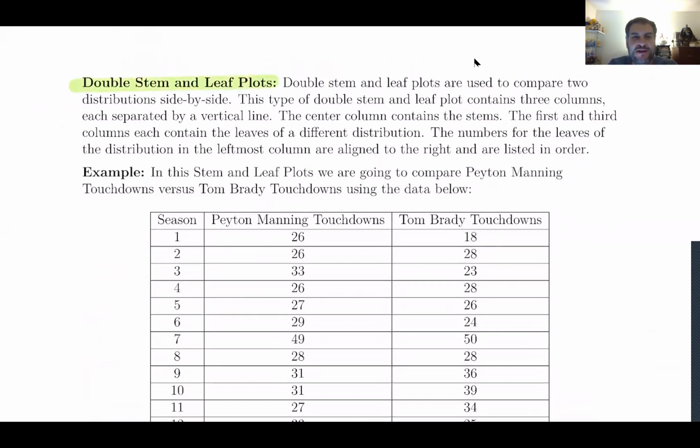Usually you want to use a double stem and leaf plot when you want to compare two different populations. If you only have one data set, technically you only want to use a stem and leaf plot, because you just want to use the one for one data set. But in this case, we're going to have two data sets that we want to compare. So let's go ahead and start this.